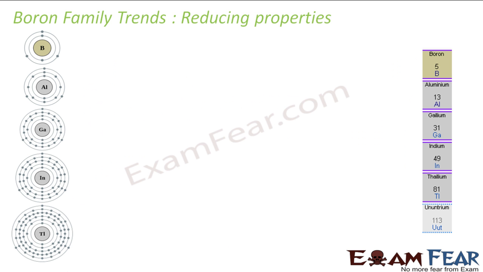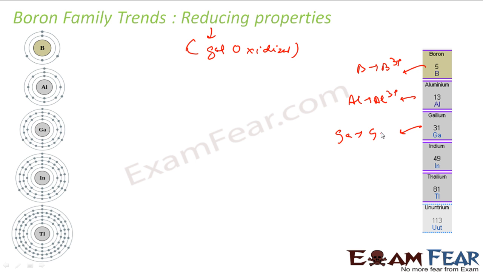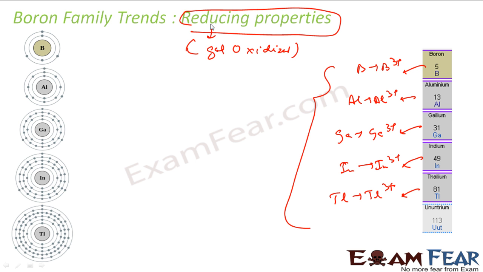The reducing properties. Please pay attention here. This is a little tricky slide. So reducing property means what? The tendency to get oxidized, right? So that is the tendency of aluminium to become Al3+, boron to become B3+, right? We're talking about this tendency. Gallium to become Ga3+, indium to become In3+, and so on, right? Thallium to become Tl3+. This is what we are looking for. This is the tendency we are looking for in reducing properties.